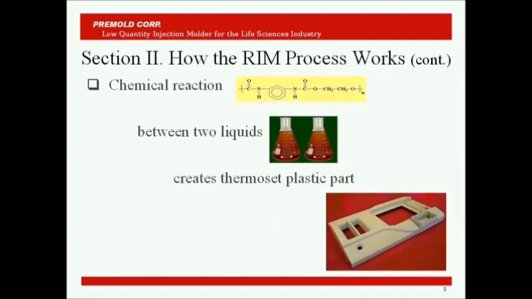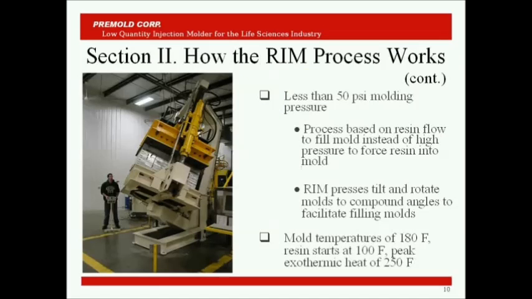RIM materials or resins are also available in a wide variety of material properties, so you can tailor those to your needs. But it's because of this chemical reaction that the two liquids create the thermoset solid plastic part. Now, less than 50 psi of pressure is created during the molding cycle for the RIM process. The RIM process is based on resin flow to fill the mold instead of a high pressure to force the resin into the mold.